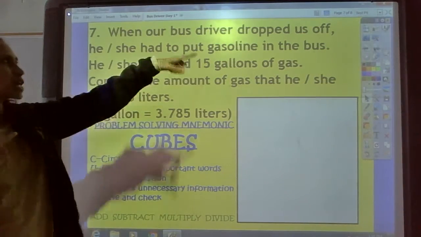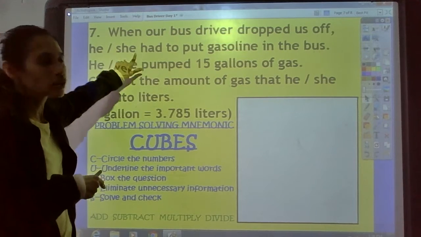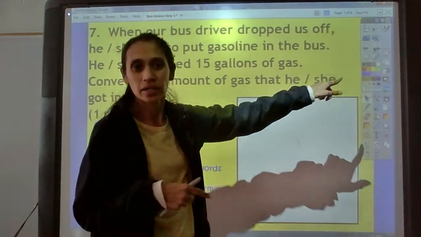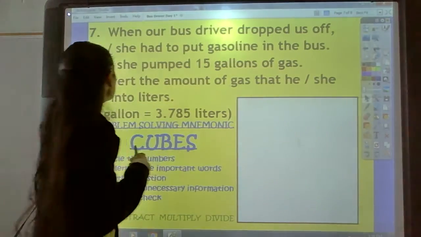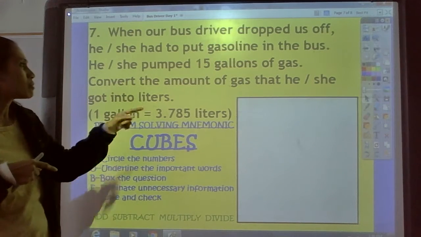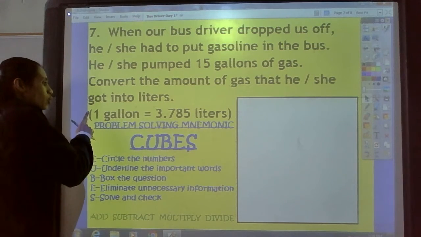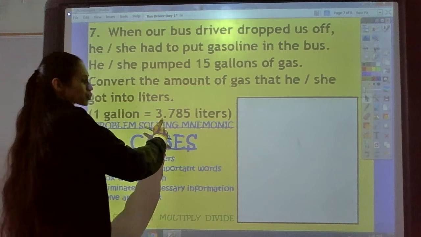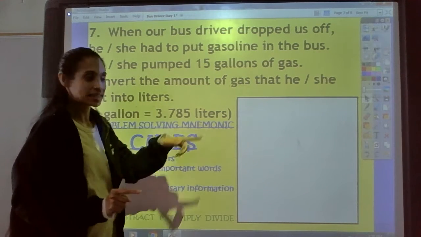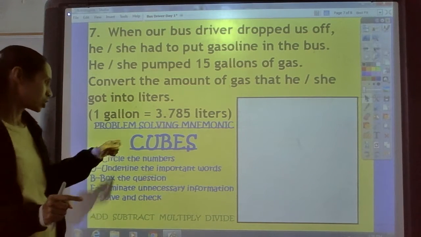It says, when our bus driver dropped us off, he or she, you can circle if your bus driver is a male or a female, had to put gasoline in the bus, because if not, the bus wouldn't go anywhere. He or she pumped 15 gallons of gas. Convert the amount of gas that he or she got into liters. And here's our conversion. We know 1 gallon equals 3.785 liters. Okay? So let's use our problem-solving mnemonic device, CUBES.